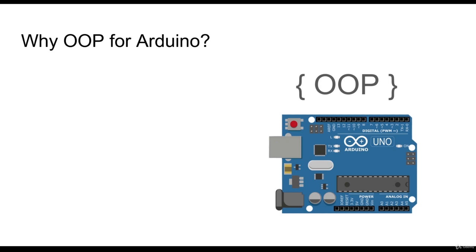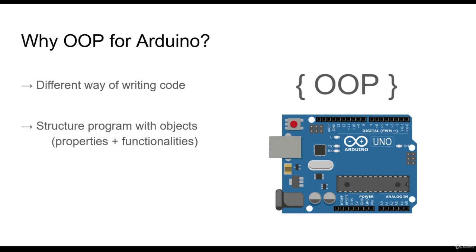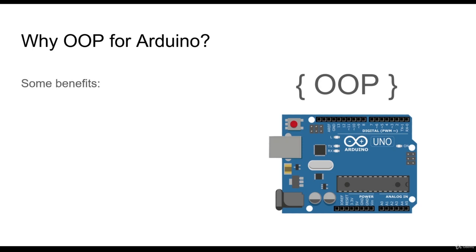So object-oriented programming is simply a different way to write code. This is a different paradigm than the traditional procedural one. With OOP, you structure your program with different objects interacting with each other. An object contains some properties and some functionalities that are specific to the essence of that object. OOP can bring you some benefits if you use it correctly.